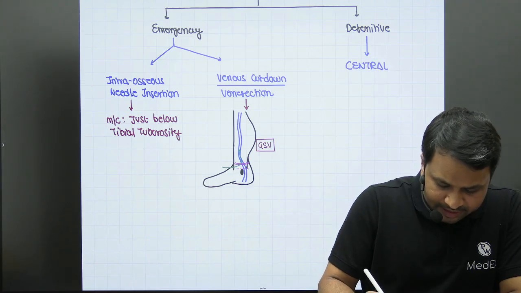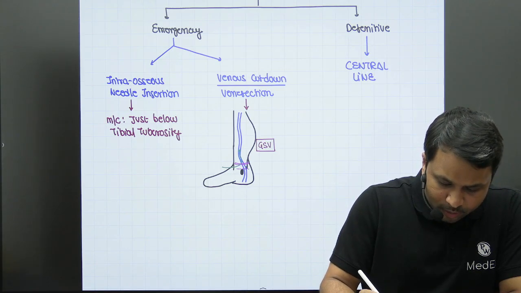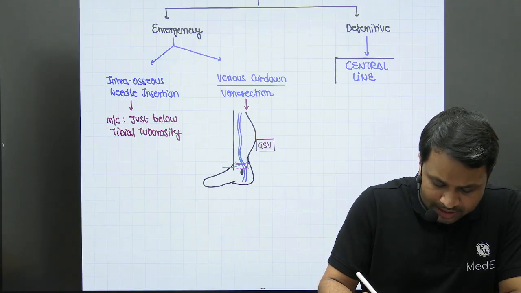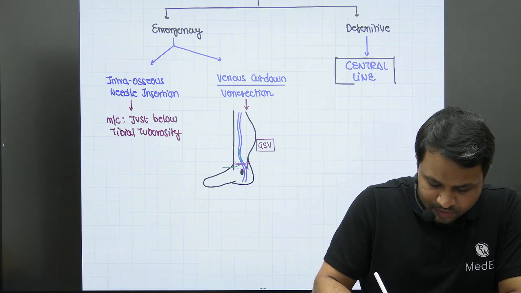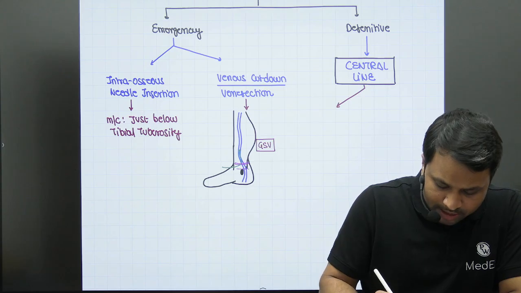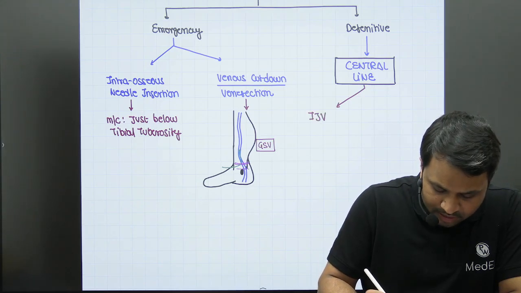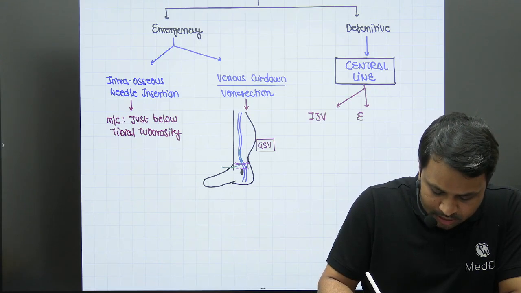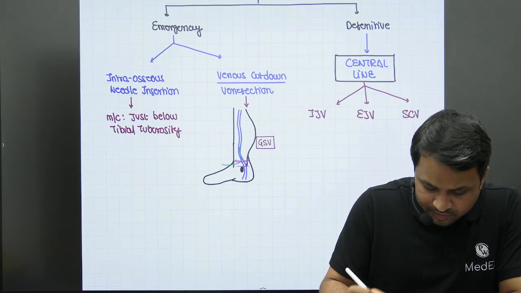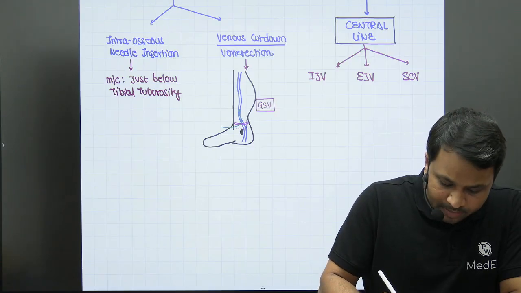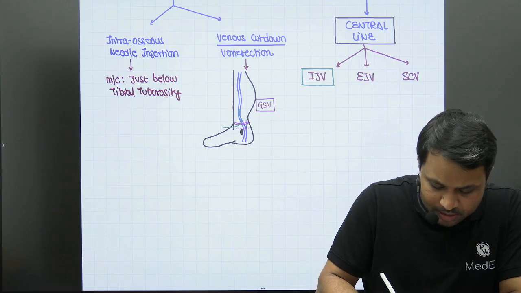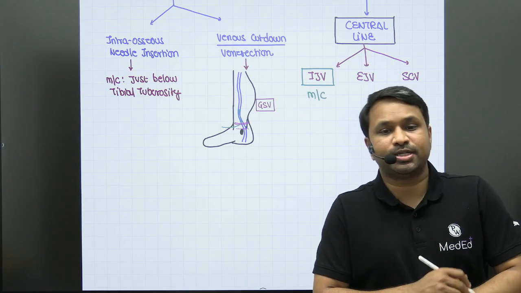So we have an entire lecture lined up on central lines. We'll talk about it there in detail. For now, you should know what are the accesses that we can take for a central line. I can do an internal jugular vein, I can do an external jugular vein, and I can perform a subclavian vein, right? Out of the three, remember, it is the internal jugular vein which is easy to access and fastest. Hence this is the most commonly used central line.